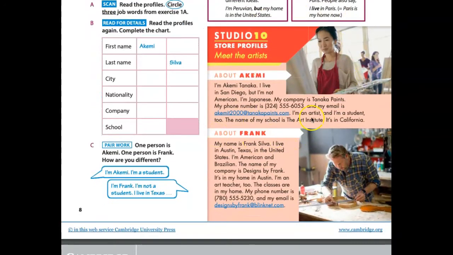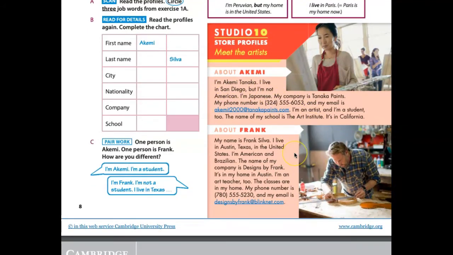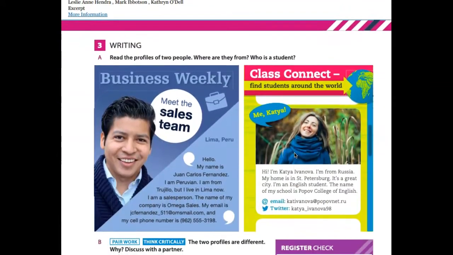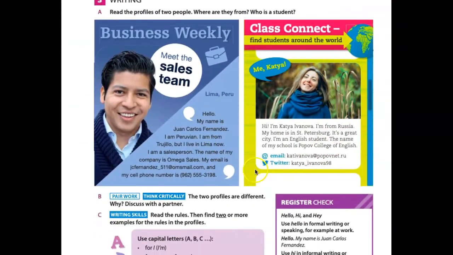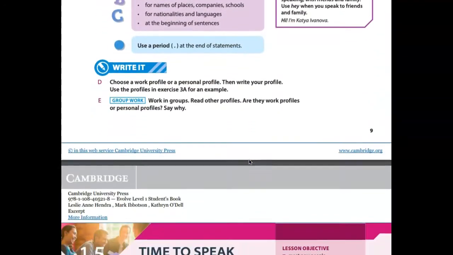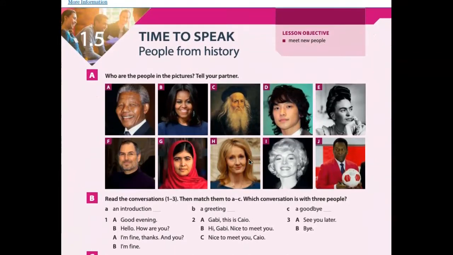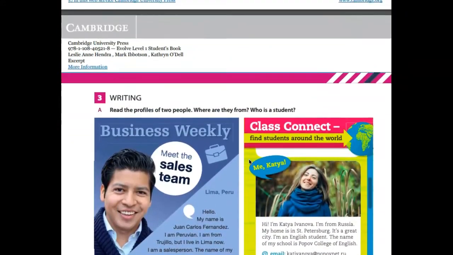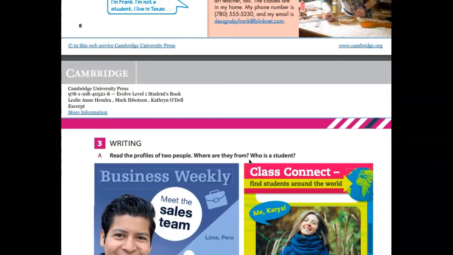Readings that are real. People talking about themselves, about their jobs. Now, look at these texts. They are basic because our students are beginners, but still it is from the real world. Look at this, real world. So we have exposure to authentic text, to the listening and to the reading text from the real world.